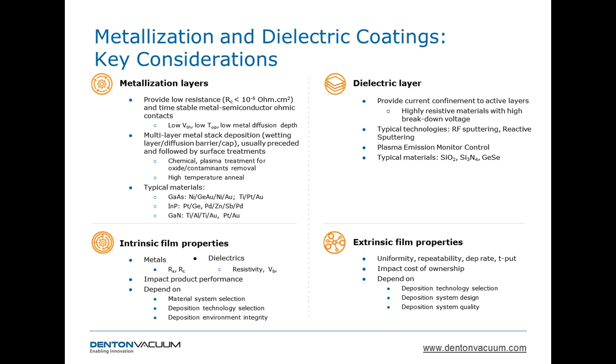And they depend, as before, on material selection, on deposition technology selection, and your deposition environment integrity, so your vacuum quality. The extrinsic film properties, as previously, also depend on uniformity related, repeatability, deposition rate, throughput, and these impact cost of ownership. And as before, they depend on technology selection, the system design, and also the system quality.